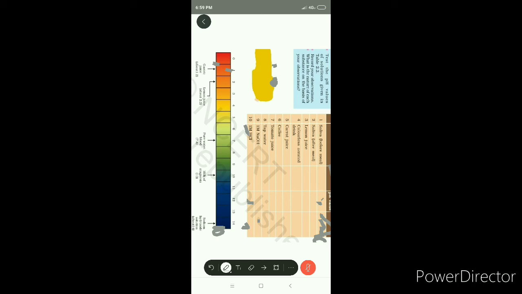Tomato juice, lemon juice, when we add them, this color shows here. Okay, pH 2. Pure water, then pH will be 7. Blood, then pH will be 7.4, slightly basic.